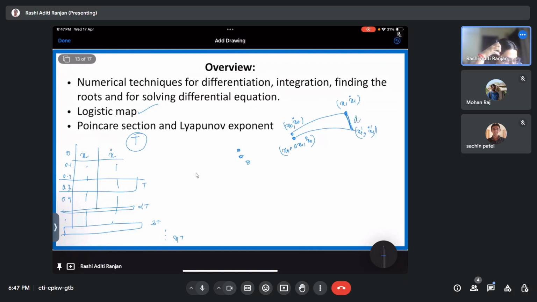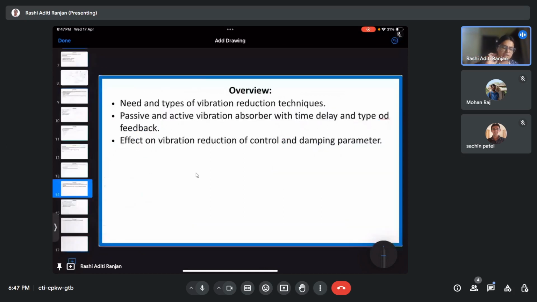So ln of d by d naught, if it is positive, what does it mean? My system is diverging. If it is negative, then my system is converging, right? Because if my d is greater than d naught, it would be positive. If my d is less than d naught, it would be negative. So this is how, and then I just average this out with time, and then that gives me my Lyapunov exponent. Okay. So then we talked about the vibration reduction techniques. Do you people have any question up till here, or in general any question?